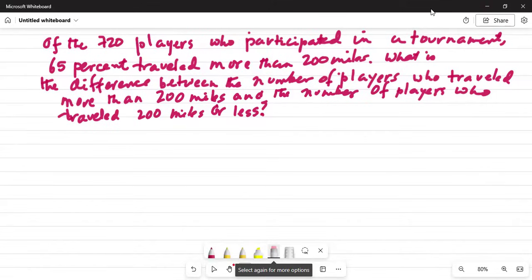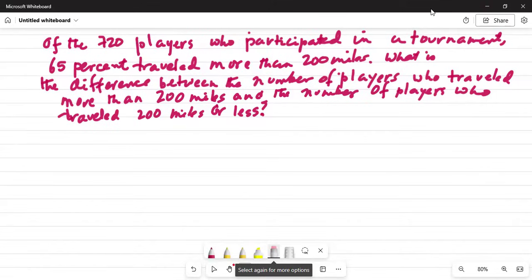So, of the 720 players who participated in a tournament, 65% traveled more than 200 miles. What is the difference between the number of players who traveled more than 200 miles and the number of players who traveled 200 miles or less?